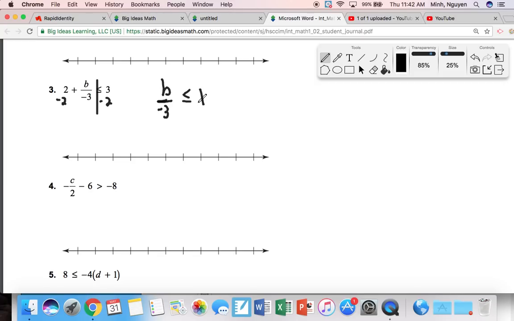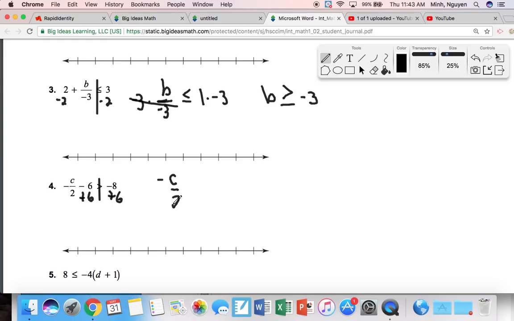And what is the inverse operation of a fraction, or dividing by? Multiplication. So multiply. When I multiply or divide by a negative, what happens to the symbol? Let's change that first. B is equal to or greater than negative 3. Okay. Over here, we'll add 6. I keep forgetting. Sorry about that. Here, well, I would do it for that, but we got to scroll down first. So add 6, negative c over 2 is greater than negative 8 plus 6, which is negative 2.